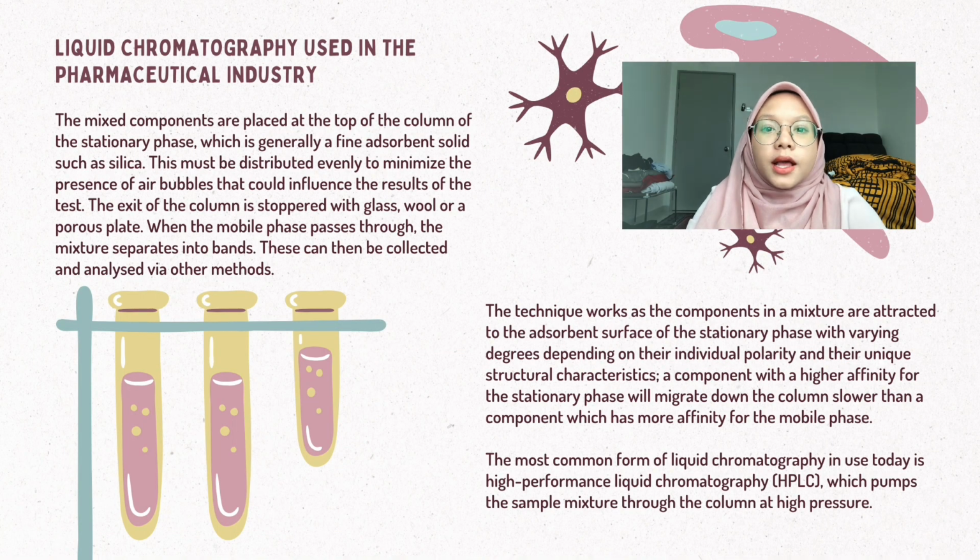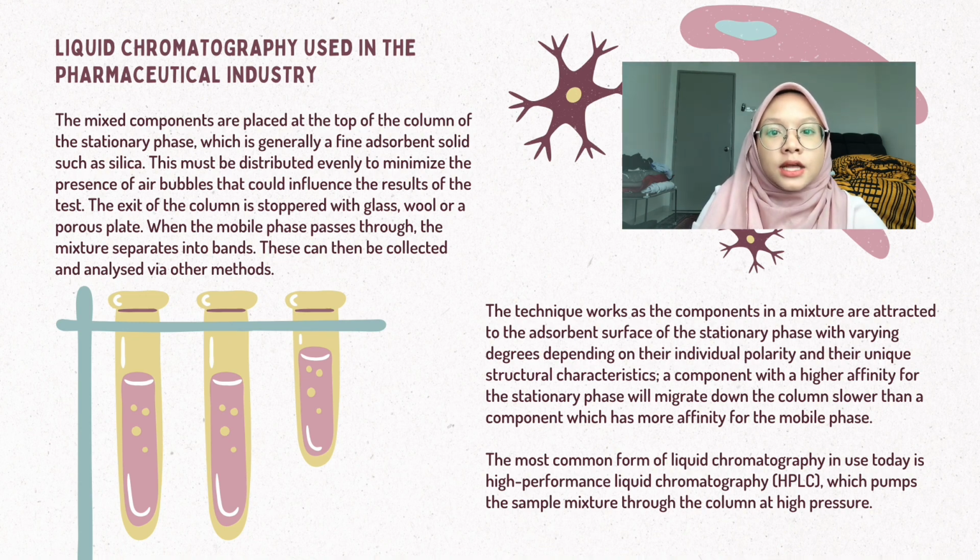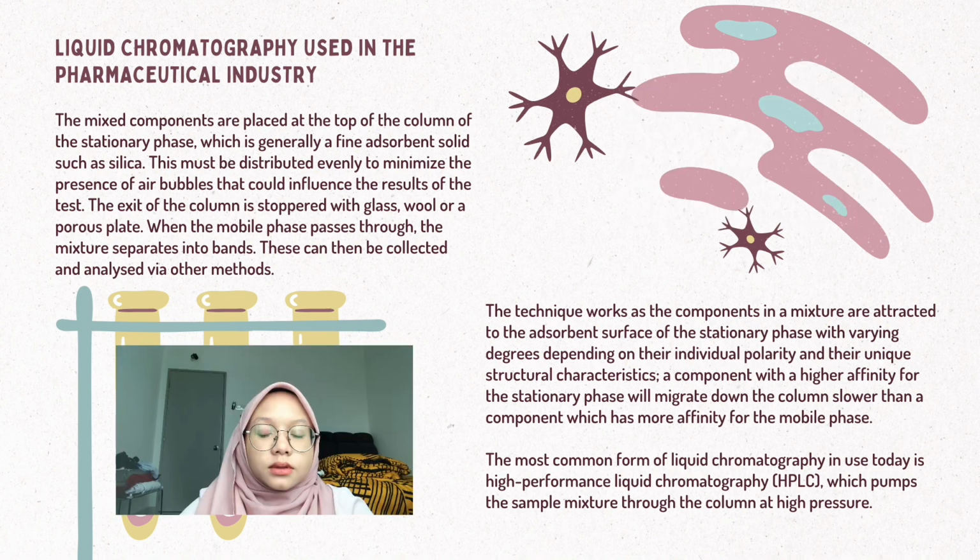So moving on, the mixed components are placed at the top of the column of the stationary phase, which is generally a fine adsorbent solid such as silica. This must be distributed evenly to minimize the presence of air bubbles that could influence the results of the test. The exit of the column is topped with glass wool or a porous plate. When the mobile phase passes through, the mixture separates into bands. These can then be collected and analyzed via other methods.